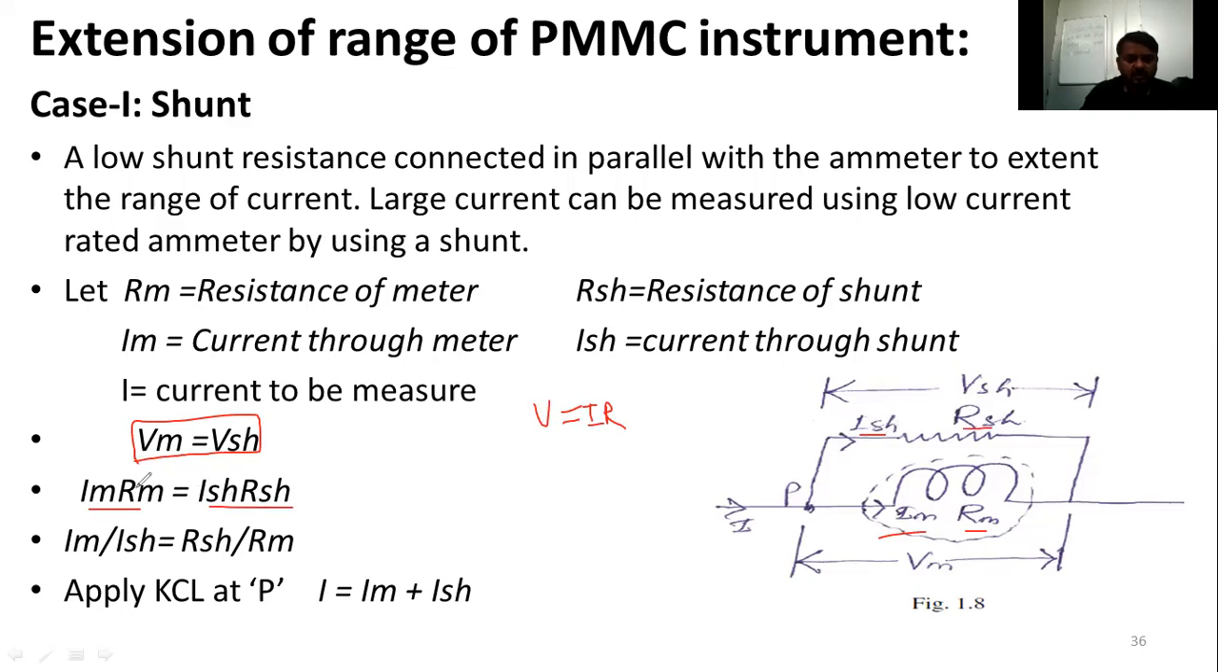Next, from this equation, the IM is there. I will keep IM here only. This ISH, can I send it to the LHS side? Yes. It will become IM by ISH. RM I will send to the RHS side, so it will become RSH divided by RM. So rearranging the above equation, IM by ISH equals RSH divided by RM. I am writing here now.